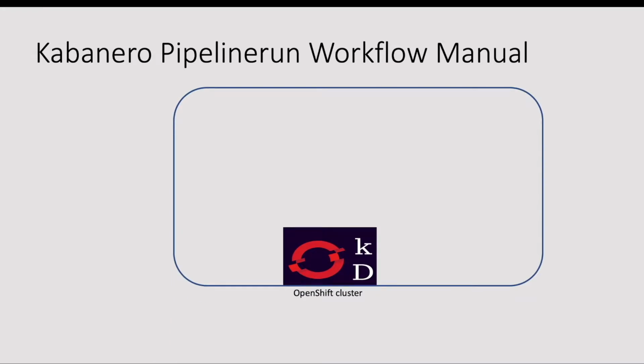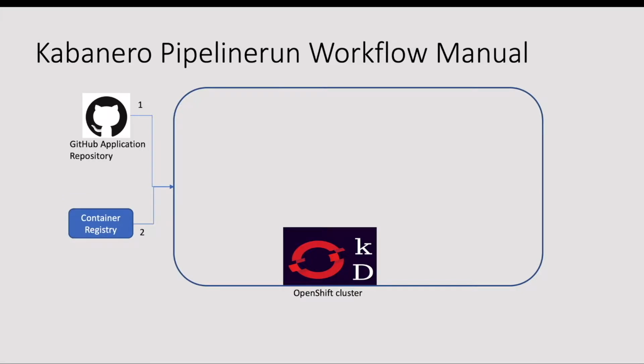We have our OpenShift cluster and we have the GitHub repository project which we created, which is the Java microprofile project. Now, the end goal is to build and deploy this application onto our Kubernetes platform. So, for the first point, we give the GitHub resource as an input to our OpenShift cluster. The second resource we give to the OpenShift cluster is the container registry, where the container image will be pushed by the build task.